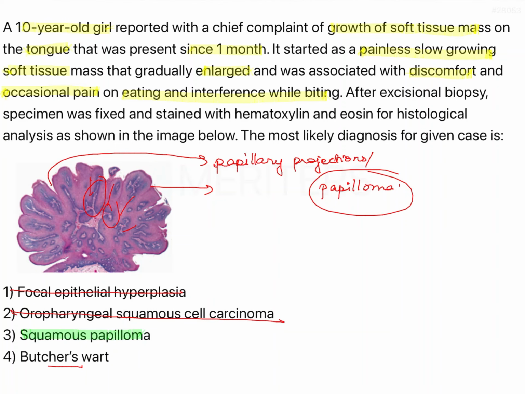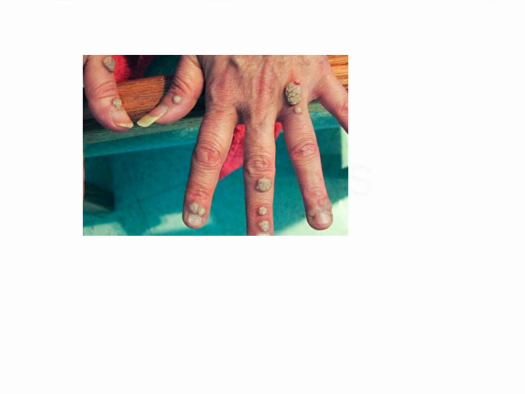Coming to butcher's wart, now as the name suggests, it is something that's common in butchers or meat handlers. So these are papillomatous warts only caused by human papilloma virus 7, more common on skin than in the oral mucosa, especially in people who handle a lot of meat, that is butchers. So these are examples of butcher warts.